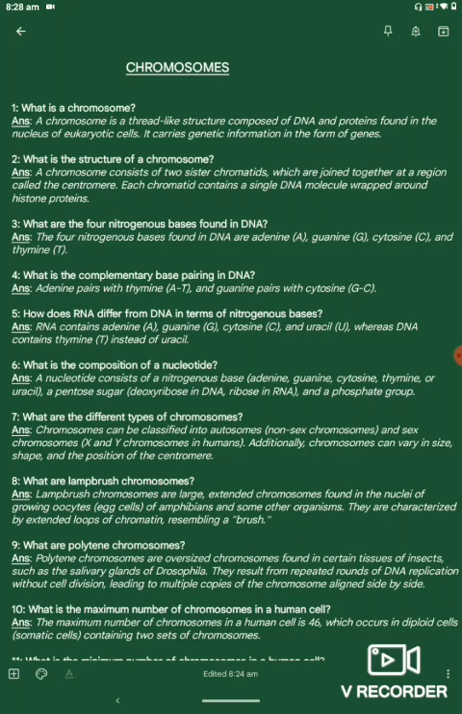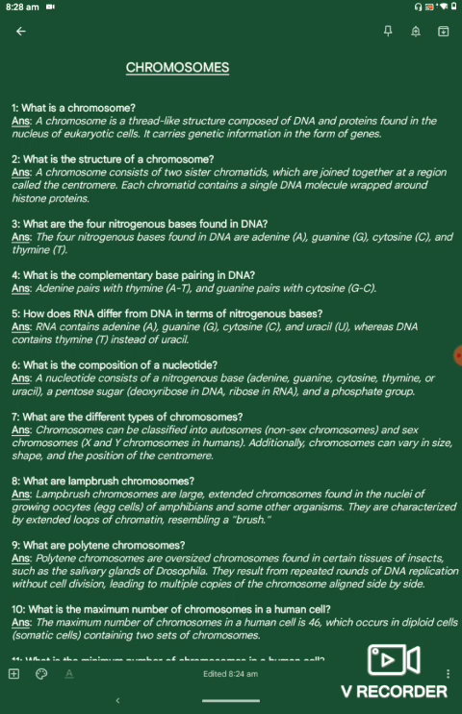Students, today we are going to discuss chromosomes. Question 1. What is a chromosome? Answer. A chromosome is a thread-like structure composed of DNA and proteins found in the nucleus of eukaryotic cells. It carries genetic information in the form of genes.